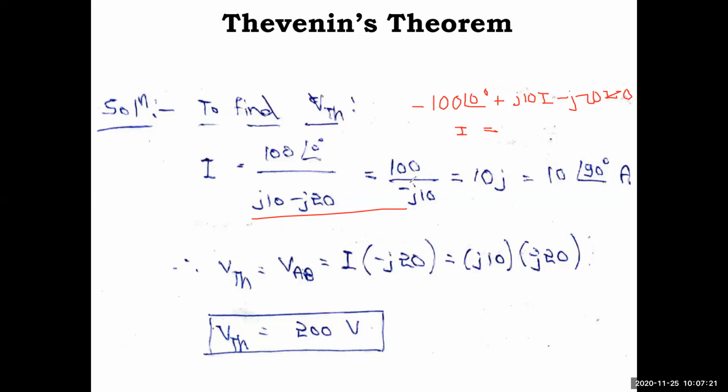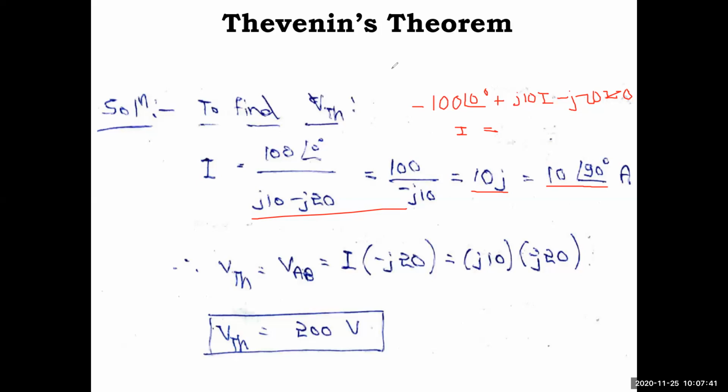Now again you can use the calculator. When you use it, you will get 10j. Okay, you can keep the answer like this, because we have to further use this I, right? If you convert that into R at an angle theta, shift plus if you click, you will get this one: 10 at an angle 90 degree amps.